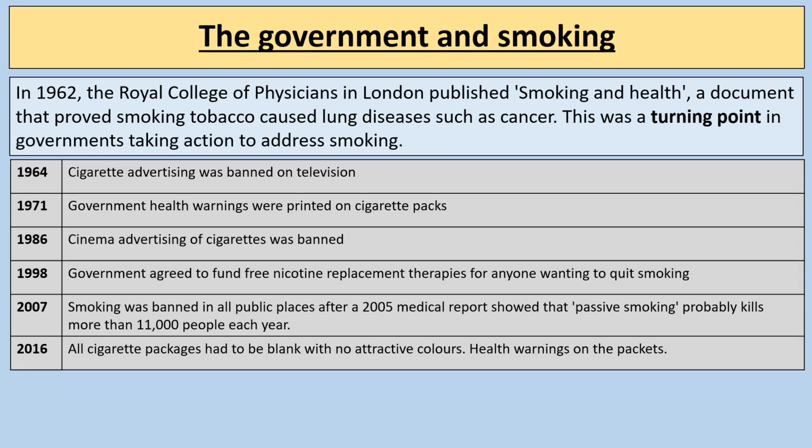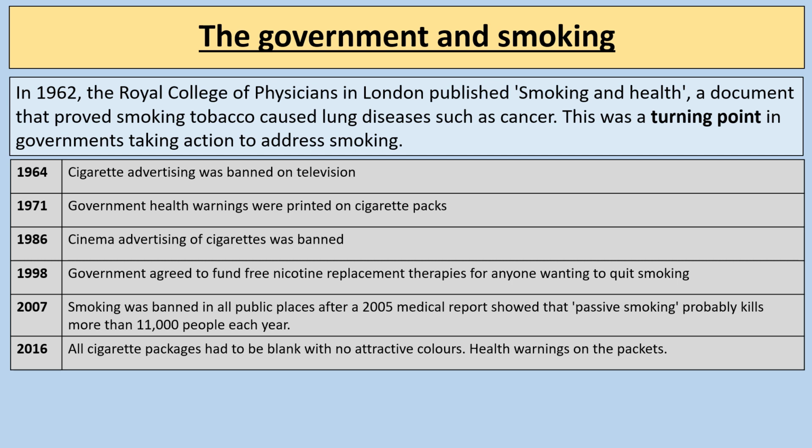So a really important event which brought about the government laws against smoking was that in 1962, the Royal College of Physicians in London published Smoking and Health, a document that proved that smoking tobacco caused lung diseases such as cancer. This was a turning point in governments taking action to address smoking. So it led to all of those following changes: cigarette advertising banned on TV in 1964, government health warnings printed on cigarette packets in 1971, cinema advertising of cigarettes banned in 1986, and in 1998, the government agreeing to fund free nicotine replacement therapies for anyone wanting to quit smoking.